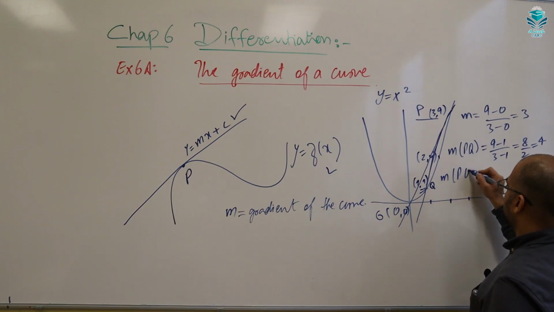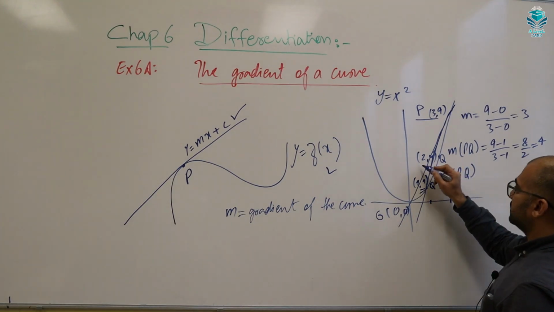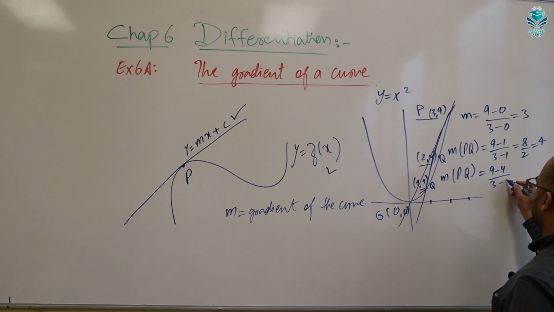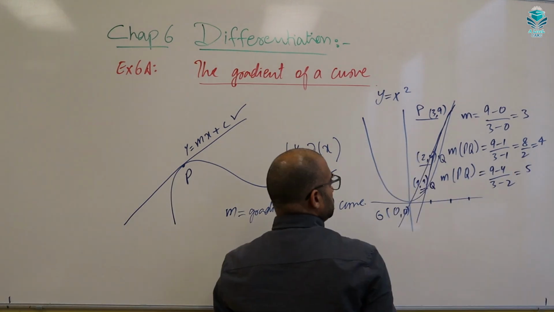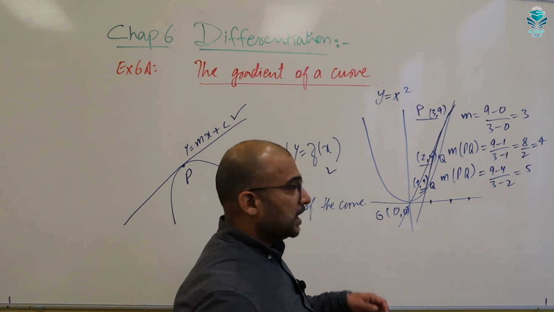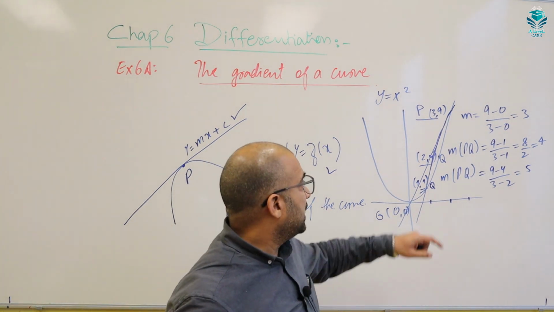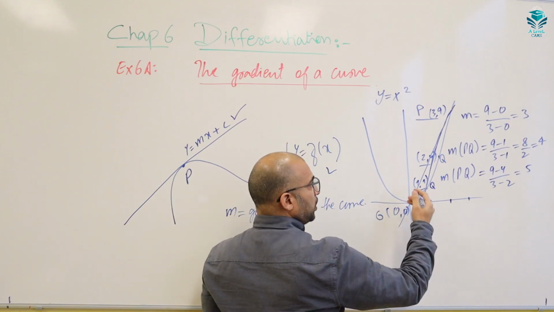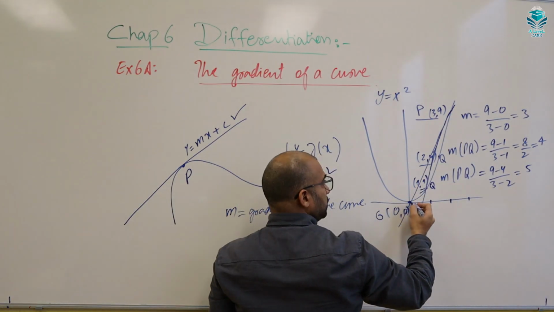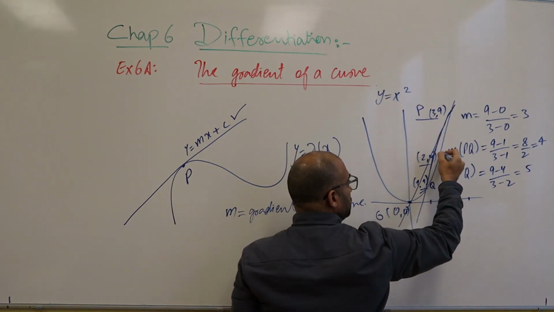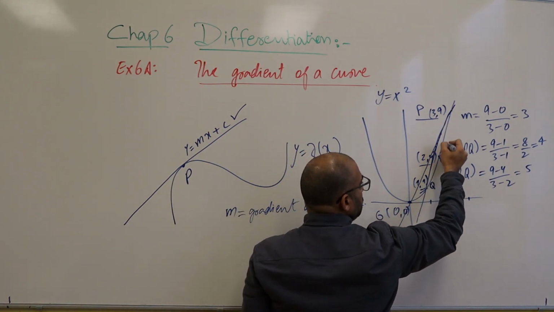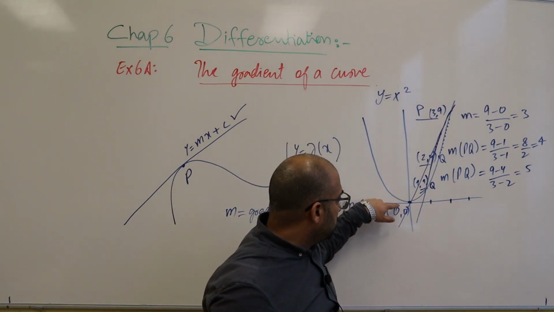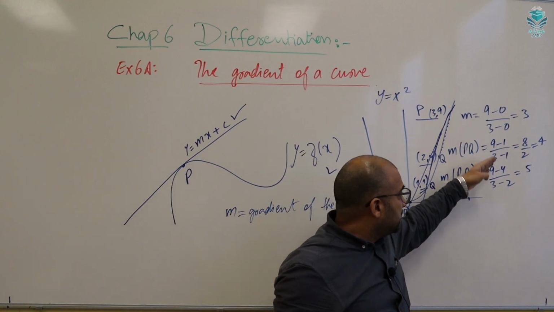Now I consider the gradient PQ where Q is the point (2, 4). You have 9 minus 4 over 3 minus 2, which is 5. So students, you can see that we are actually interested in finding the gradient at the point P (3, 9). I started finding the gradient of the chord from x equals 0, 1, 2 and so on. I want to move nearer to the point P. You can see that as the point Q moves towards P, the gradient is increasing.